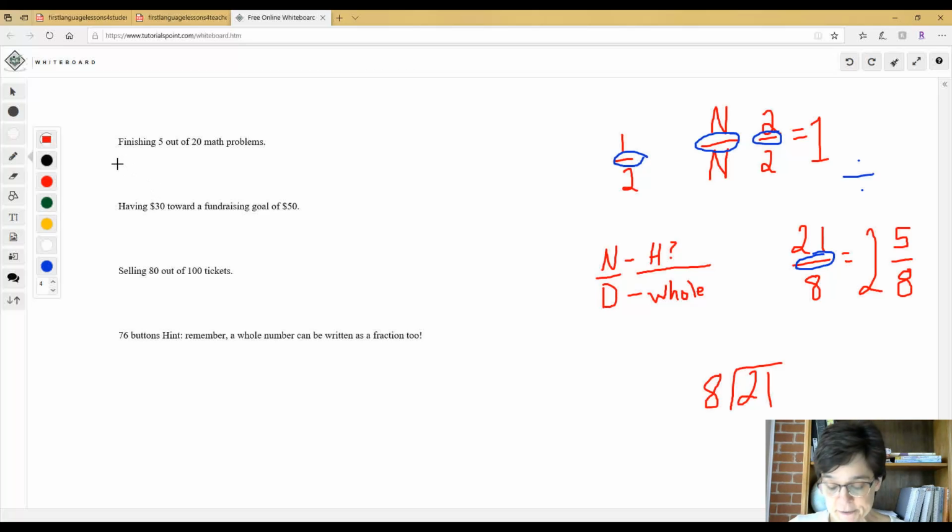All right, so right over here, basically what we're doing on this one is writing down the fractions from something in real life. For instance, if we finished 5 out of 20 math problems, remember the bottom number tells you the whole amount. Well, the whole amount of math problems was 20. And what's different about that whole number? Well, that you finished 5 out of 20. Okay, so that would be your answer.